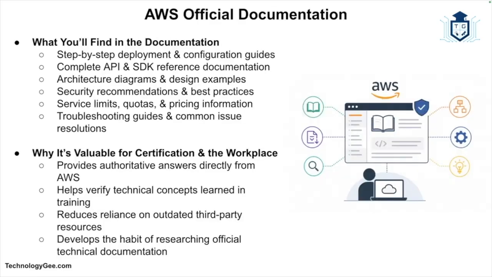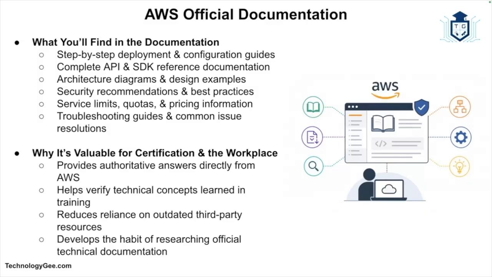All right, so if there's one place you should always start, it's with AWS's official documentation. The AWS documentation site is basically the Bible of AWS, because every service, whether it's EC2, S3, Lambda, or DynamoDB, has its own dedicated documentation with step-by-step setup guides, API references, best practices, architecture diagrams, and troubleshooting steps. So here's the key thing. This is always the most accurate and up-to-date source.